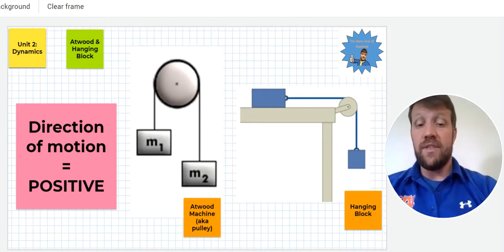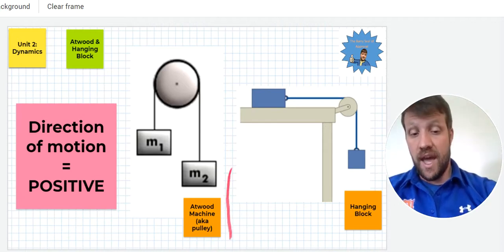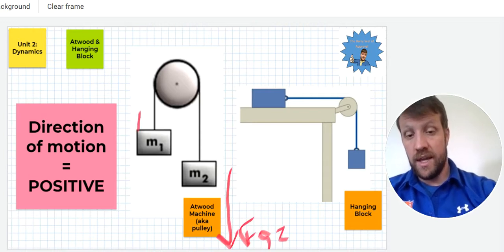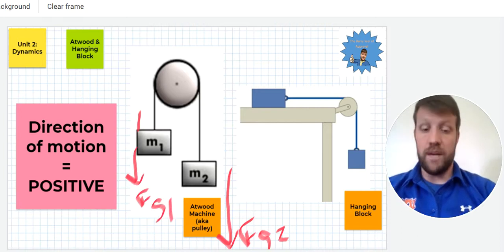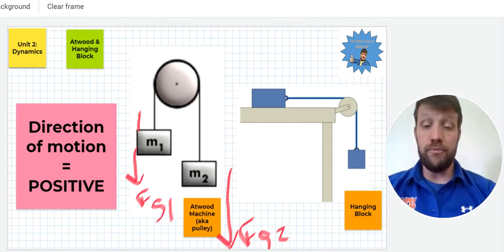I'm going to say that M2 is greater than M1. So thus it has a greater weight and a greater force of gravity, which means FG2 here is going to be big and FG1 there is going to be small. You see the difference in the vectors. This implies we're going to have M2 moving down and M1 moving up because one is larger than the other, and that's how a pulley works.